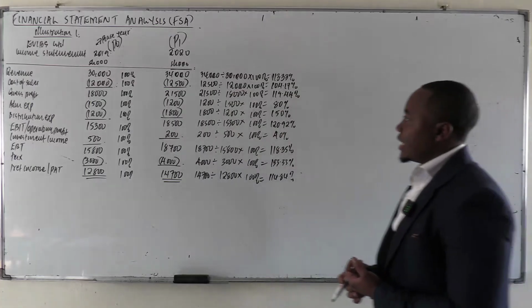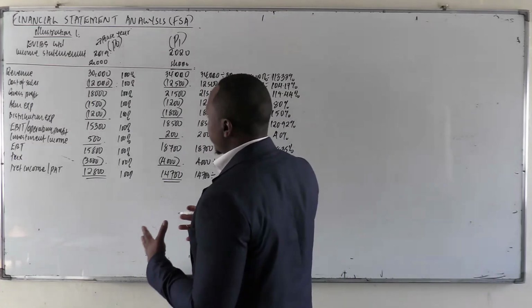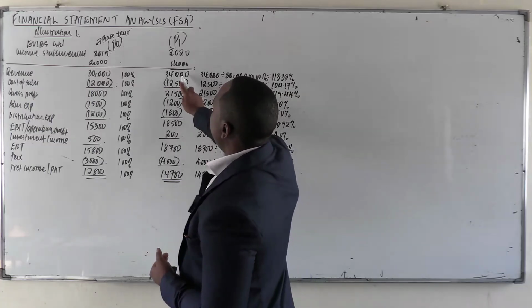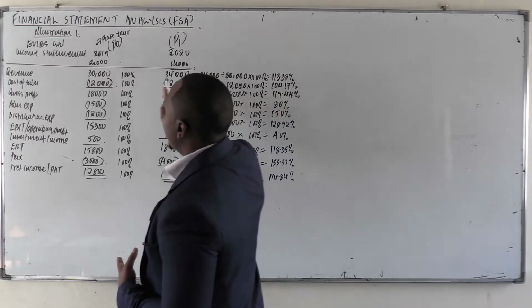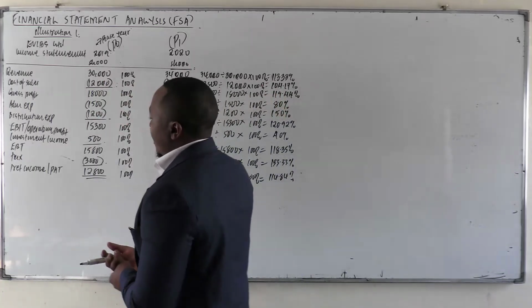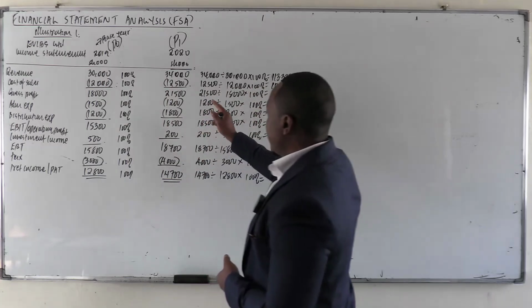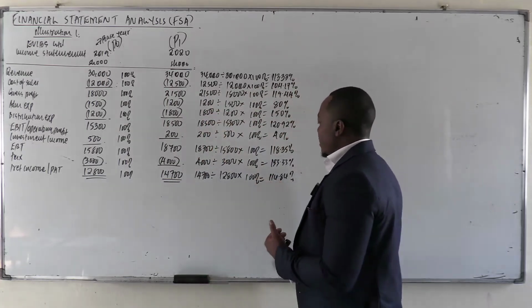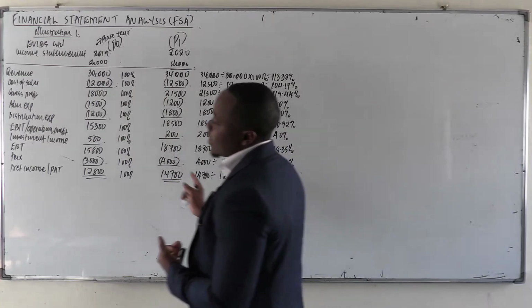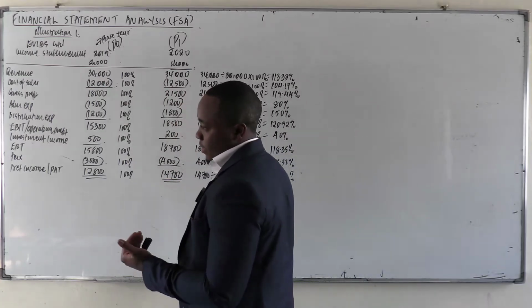So it means that in this case, we are concerned about the percentage, whereby we can say that the revenue for 2020 was 113.33% of that of 2019. The net profit for 2020 was 114.84% of that of 2019.